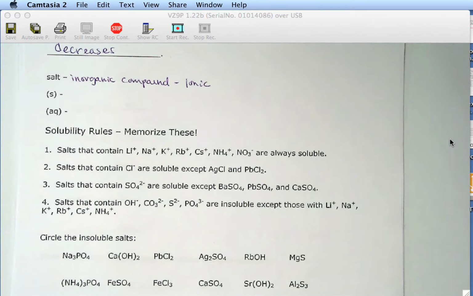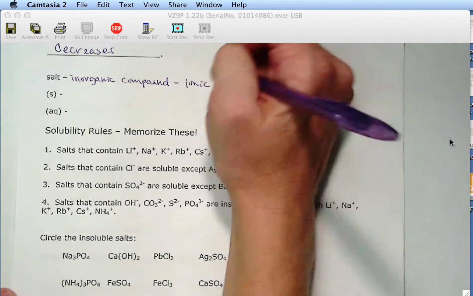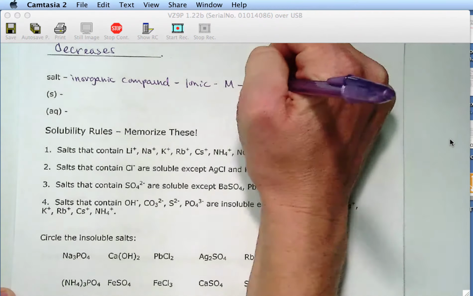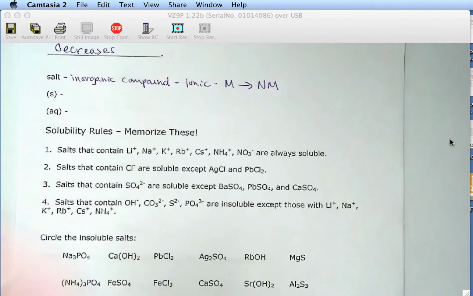And this is a review from Unit 2. What atoms are involved in an ionic compound? Metal to non-metal. Yes. Excellent. So you have a metal to non-metal or any of those polyatomic ions.